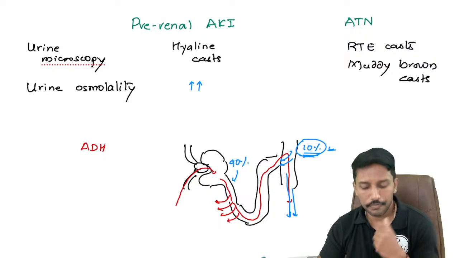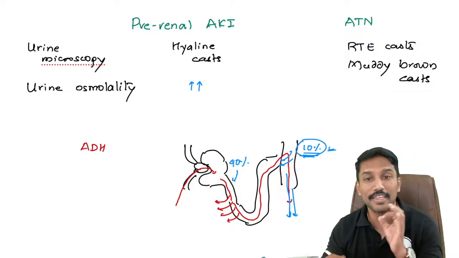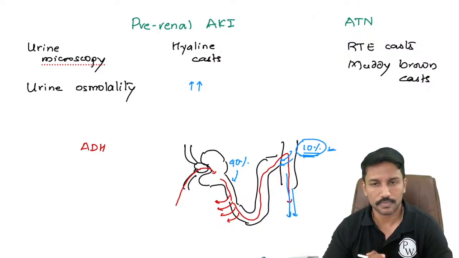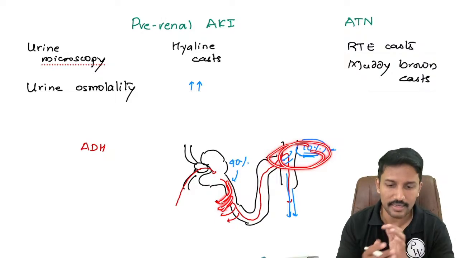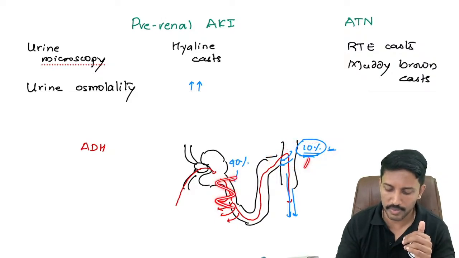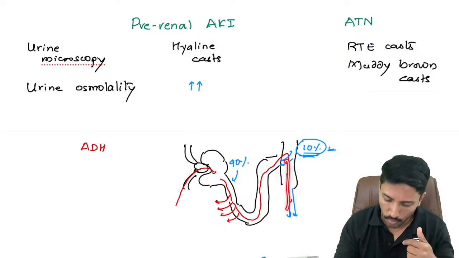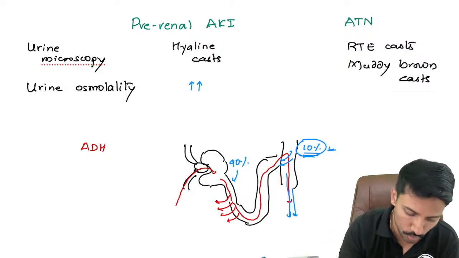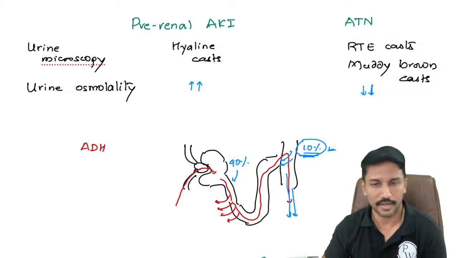Now, if let us say I have tubular injury, PCT, DCT, collecting ducts are injured, like in acute tubular necrosis. Can I reabsorb? Reabsorption happens in PCT, DCT, and collecting ducts. Tubular injury means probably these structures are injured. So, will I be able to reabsorb? No. So I lose more water in urine, and because of that my urine becomes dilute. So urine osmolality will be decreased in acute tubular necrosis.